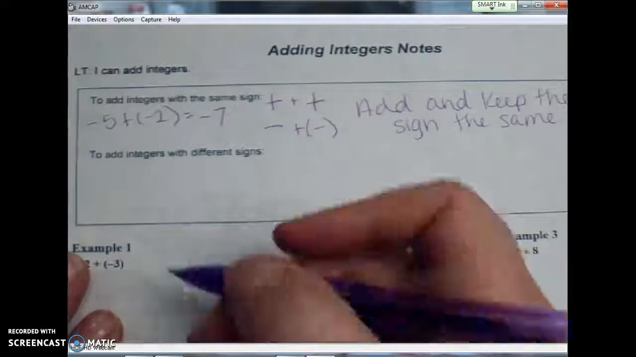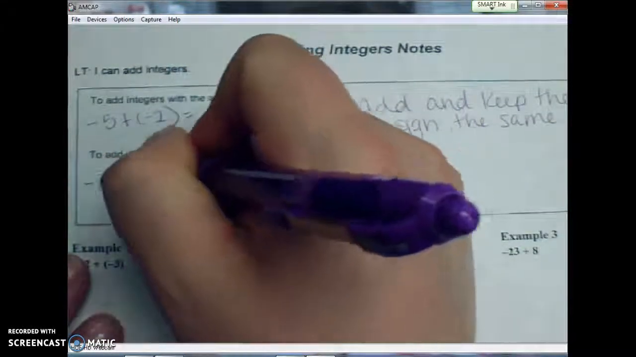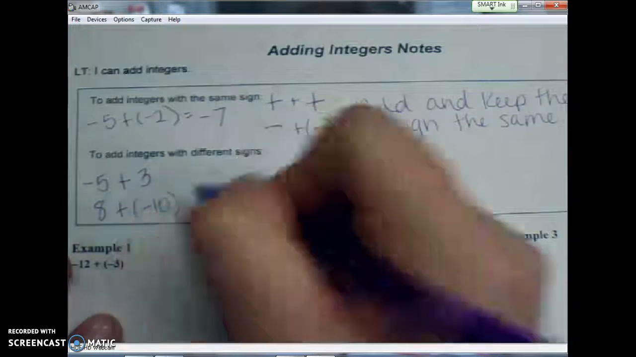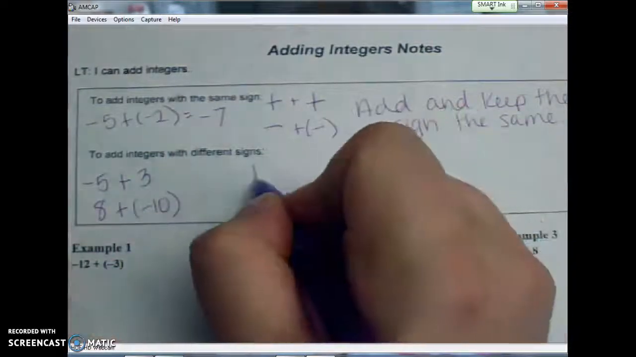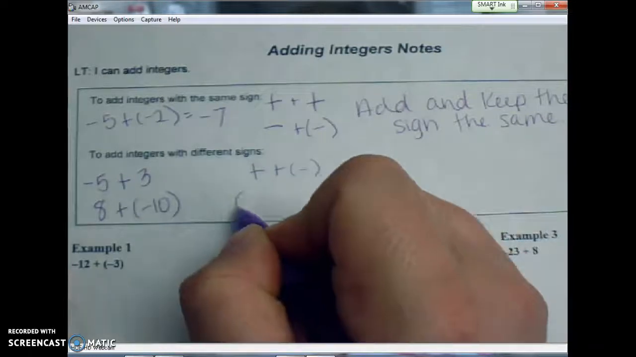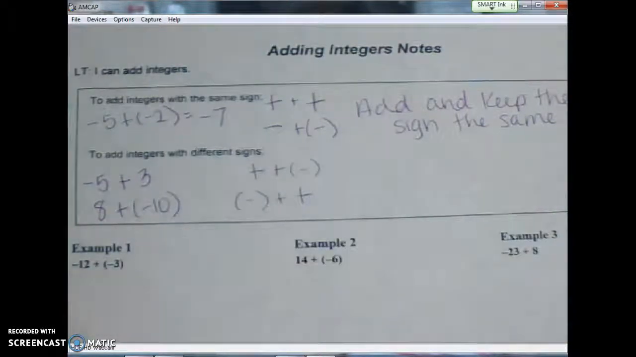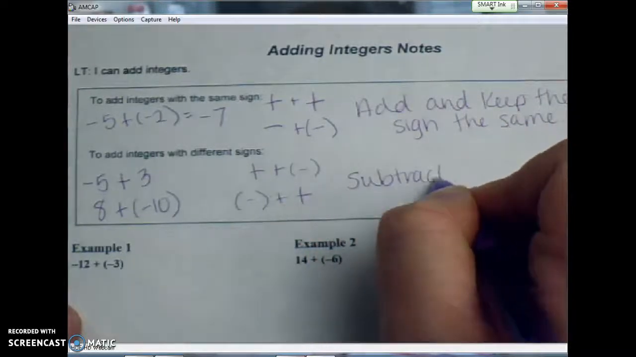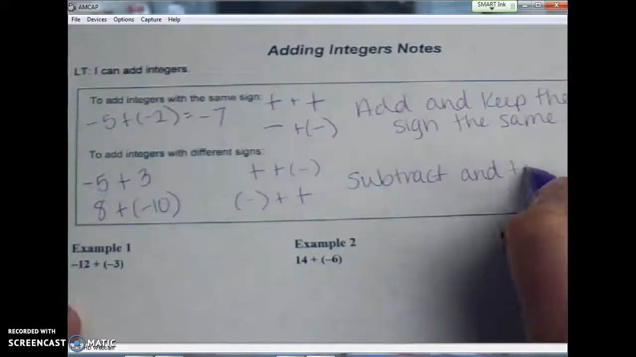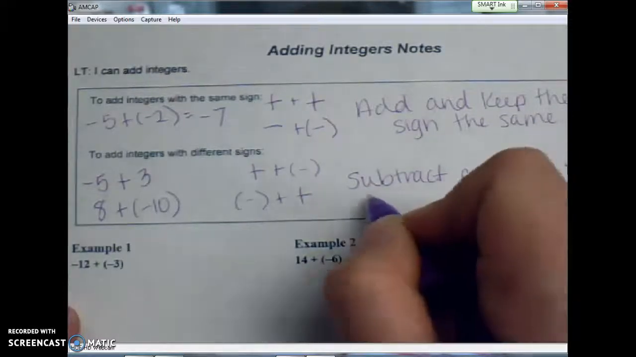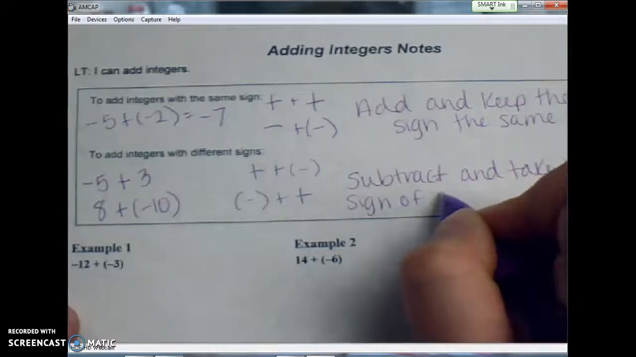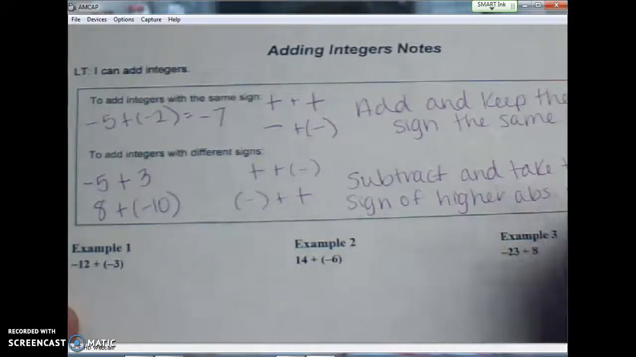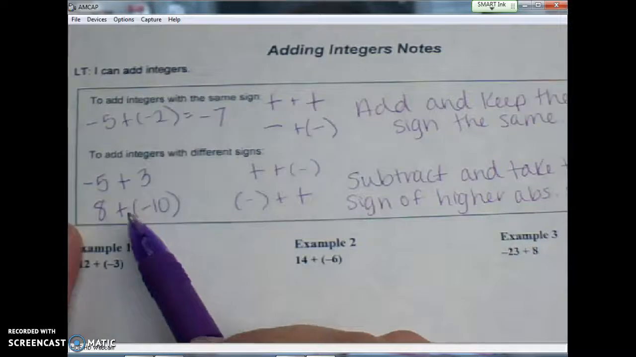Now, what if we were going to add -5 plus 3, or 8 plus -10, where we have different signs? So we have a positive plus a negative, or a negative plus a positive. This is where we're going to have to subtract our numbers and take the sign of the higher absolute value. In other words, do I have more positives or do I have more negatives?